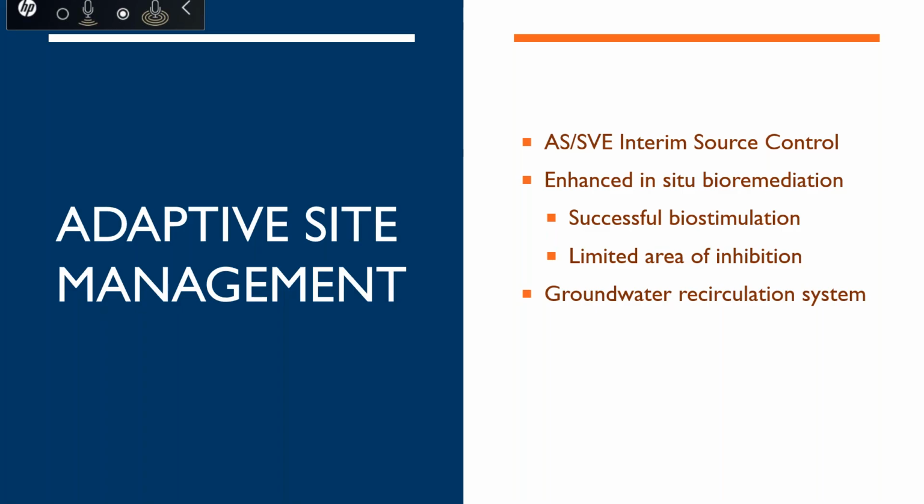So propylene glycol injections were very successful in stimulating the growth of halo-respiring bacteria and promoting reductive dechlorination in the area. So in that limited area where we saw that biostimulation wasn't successful, again, the site managers were able to pivot and put in that circulation system that helped to overcome that problem. So they continue to adapt and do performance monitoring at this site to date.